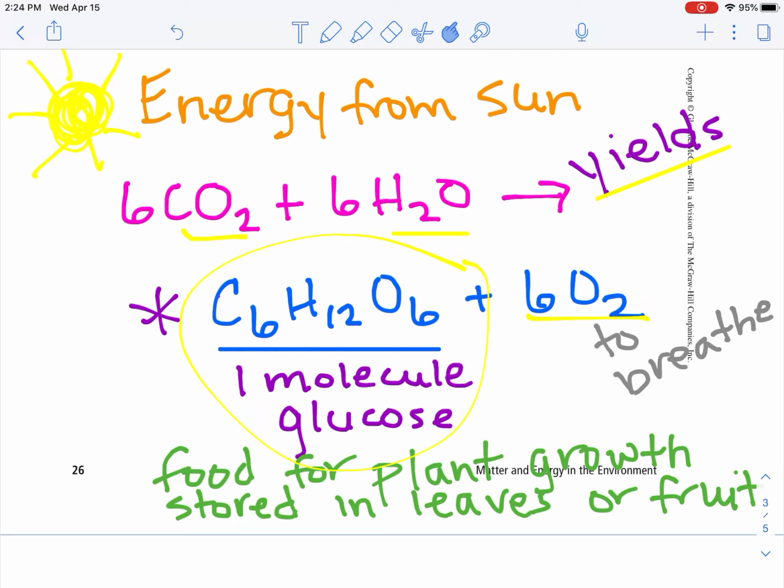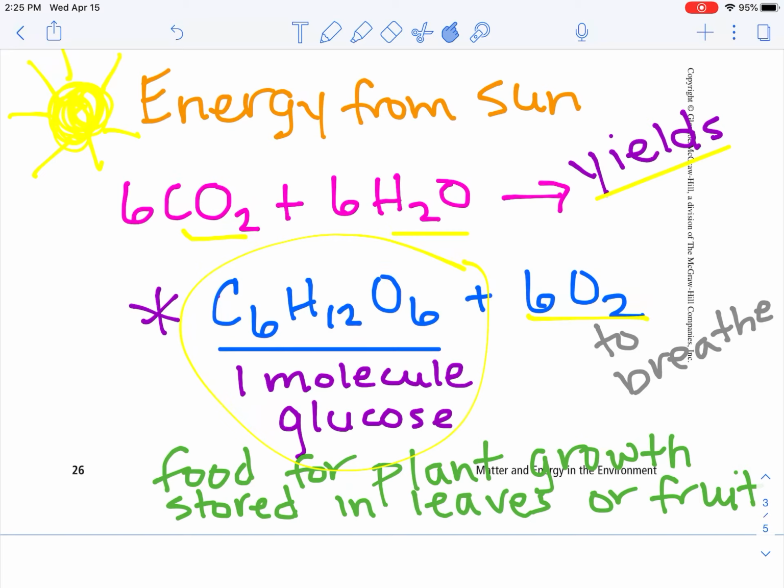Now, this glucose molecule will be used by that plant for its growth, and then it will store it. This is what is stored in the leaves and the fruit and the roots of that plant. And so when we eat those roots and leaves and fruit, we're getting that stored glucose. We're getting that stored energy. So be familiar with this.